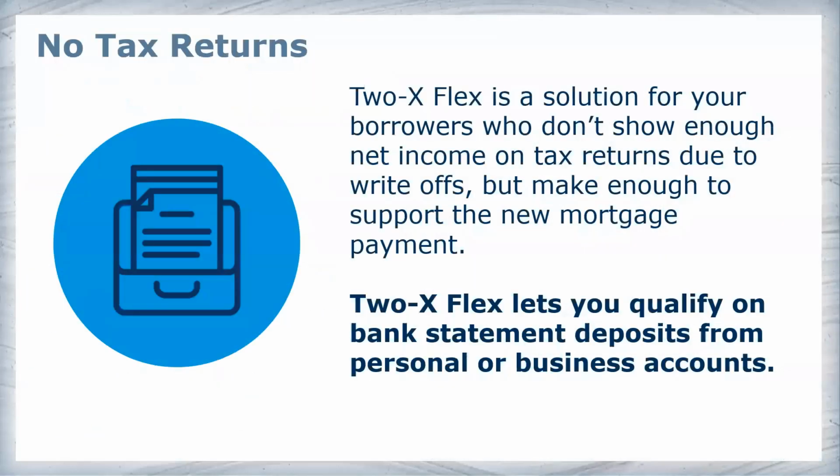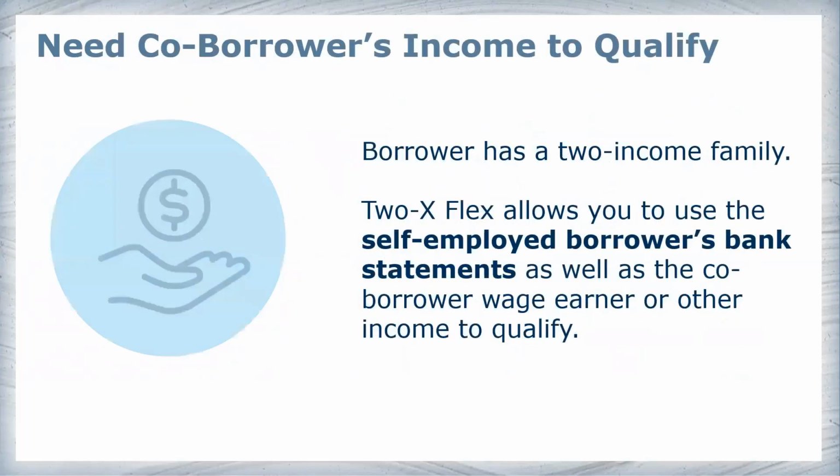2X Flex could be the solution if you have borrowers who don't show enough income to qualify on their tax returns after write-offs, but still show that they make enough money to pay their mortgage. So now they can use the deposits to be able to qualify for the mortgage.